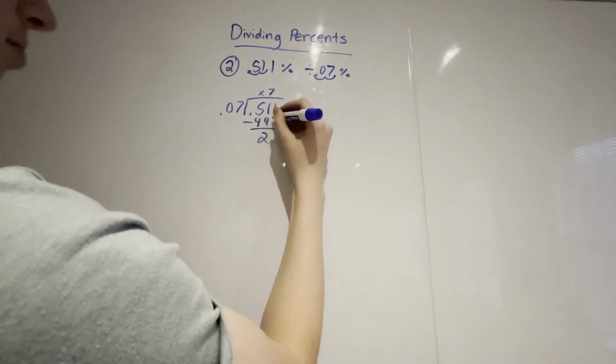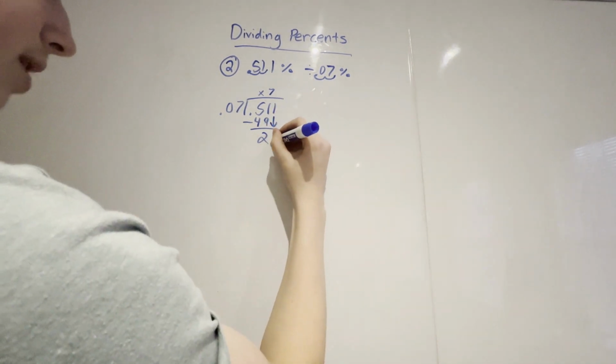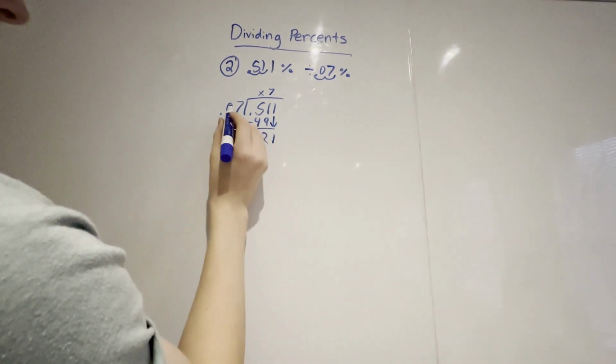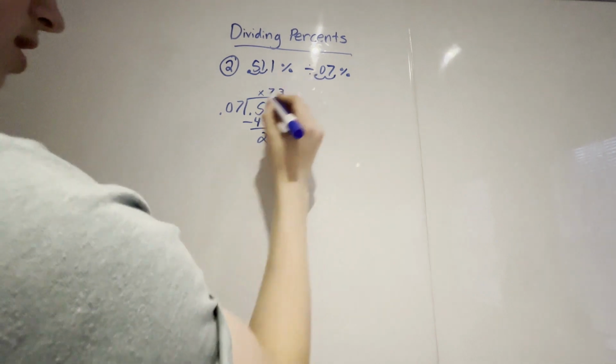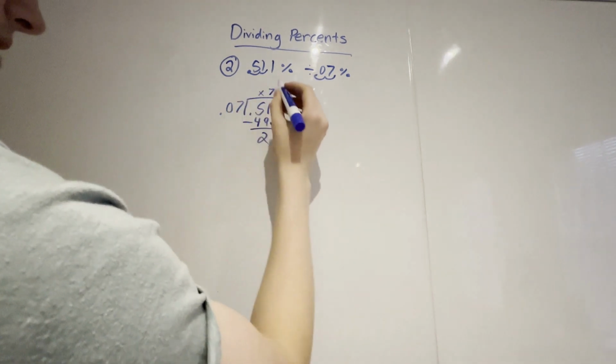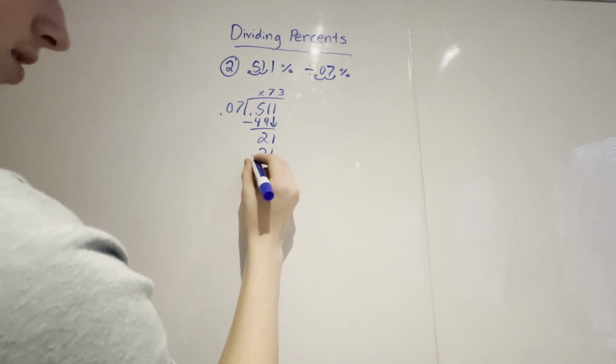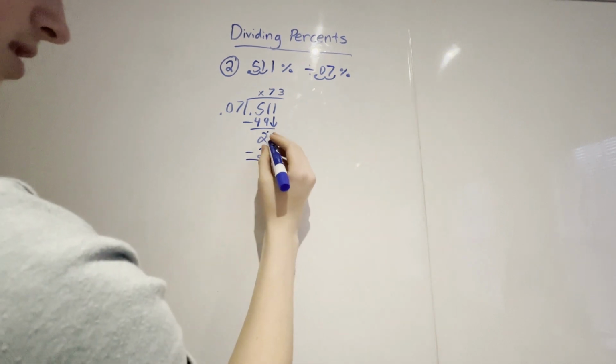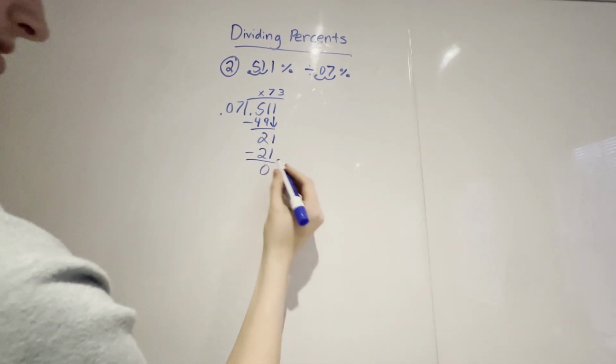And then we have to bring down our 1. So we have 21. 21 divided by 7 is 3. And we do 7 times 3, which is 21. We subtract these, and 21 minus 21 is 0.